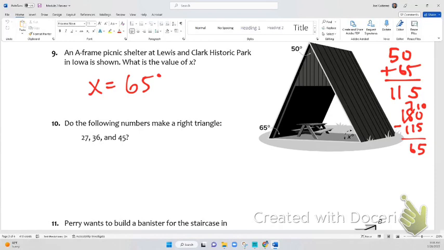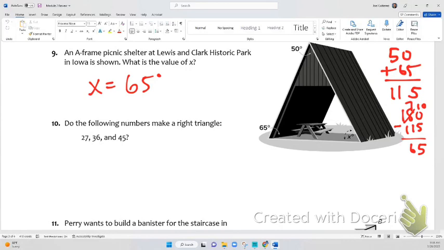For number 10, they want to know, do the following numbers make a right triangle? So remember, this is called the converse of the Pythagorean theorem, which means that we need to plug in the a, the b, and the c. And then as long as one side equals the other, then it is a right triangle. If they don't equal each other, then it's not.